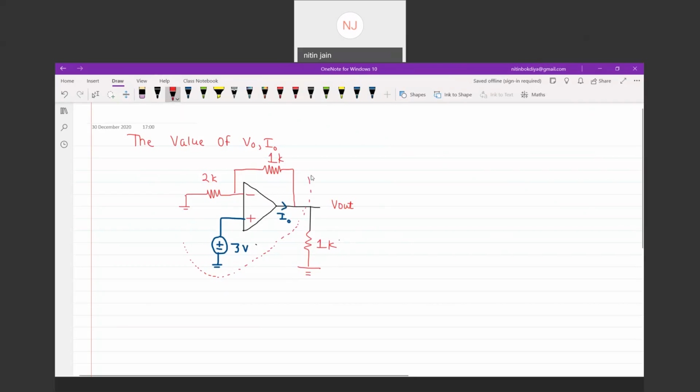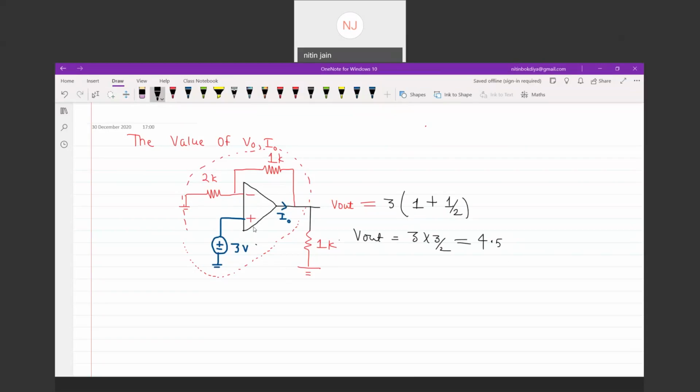And if this is a non-inverting amplifier, what is the gain of this? V out can be written as V in, which is 3 volt, multiplied by 1 plus R2 by R1, which is 1 by 2 in our case. So V out for the circuit is 3 into 3 by 2, which is 4.5 volt. So the output voltage is 4.5 volt.